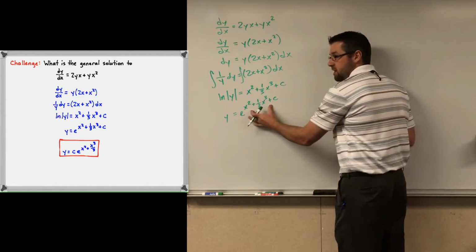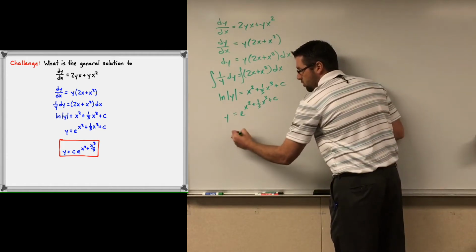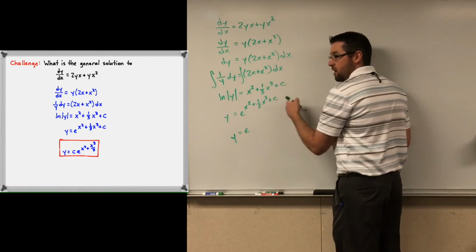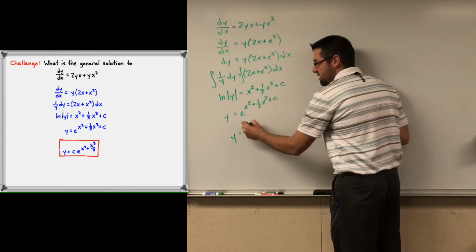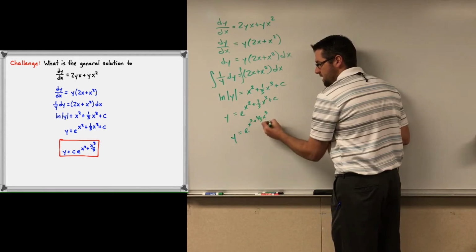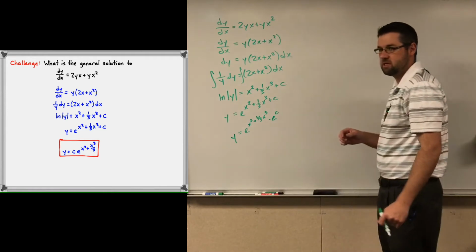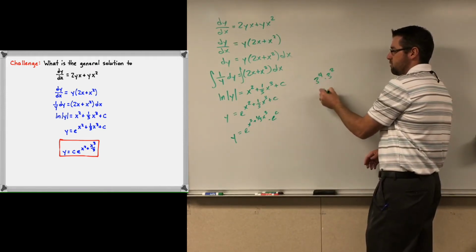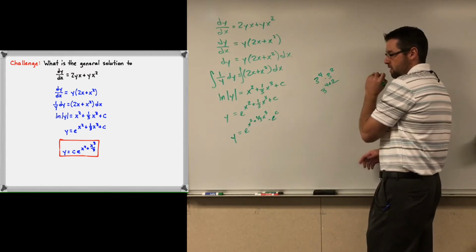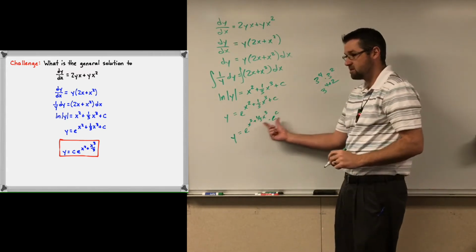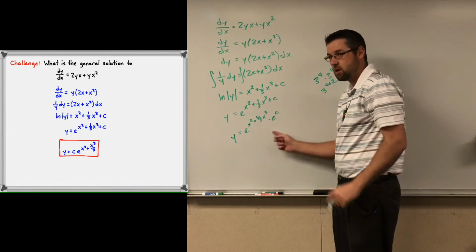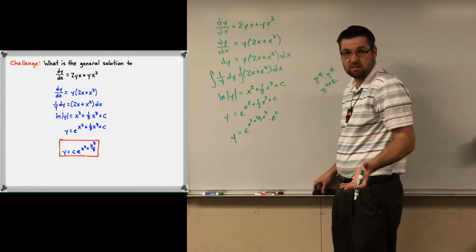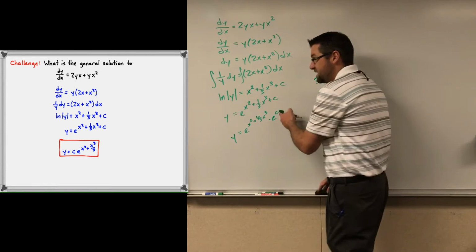Remember, what's the rule we talked about yesterday? This is e to a sum, right? So this is the same as saying e to the x squared plus 1/3 x cubed, and then times e to the c. Because if I say 3 to the 4th times 3 to the 2nd, that's the same as saying 3 to the 4 plus 2, right? So since I'm adding all these, I can break this apart. And what's e to a constant? Because e is a constant, it's a constant, right? So that's why it's capital letter C.